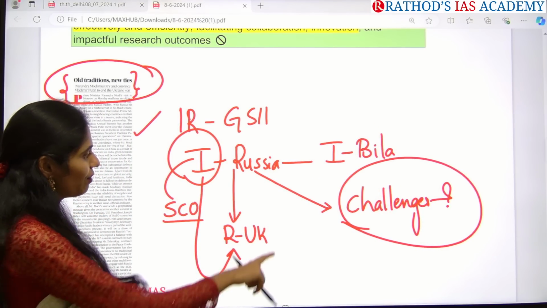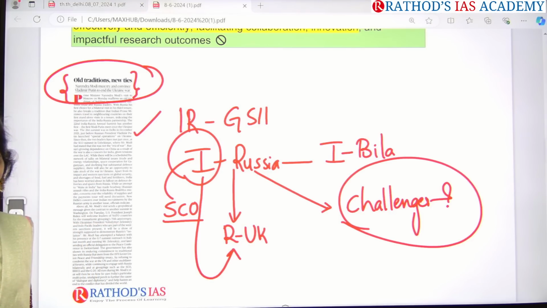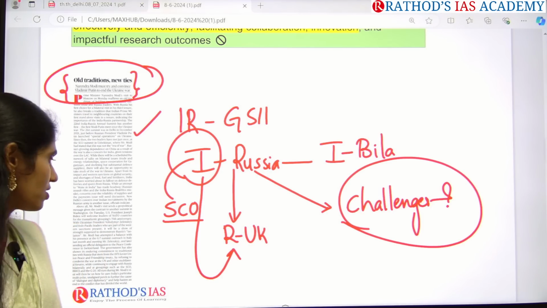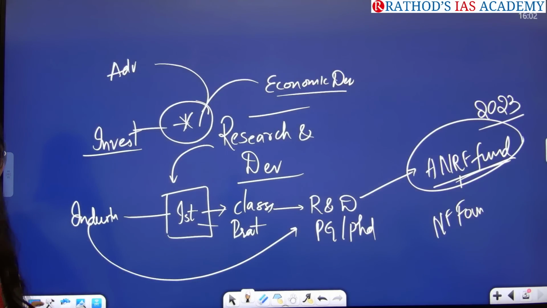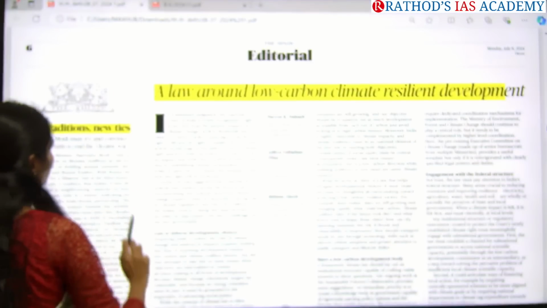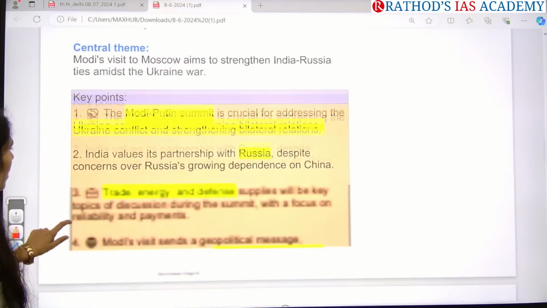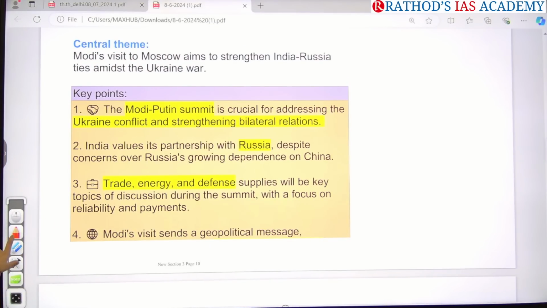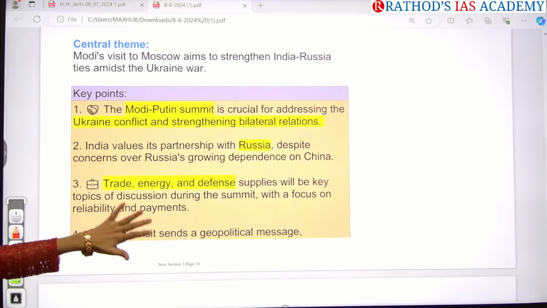Okay, so here you have to know what the challenges between India and Russia relations are. Okay, so in this area you will get a question for sure. So if you see the key points, what are the issues between India and Russia?